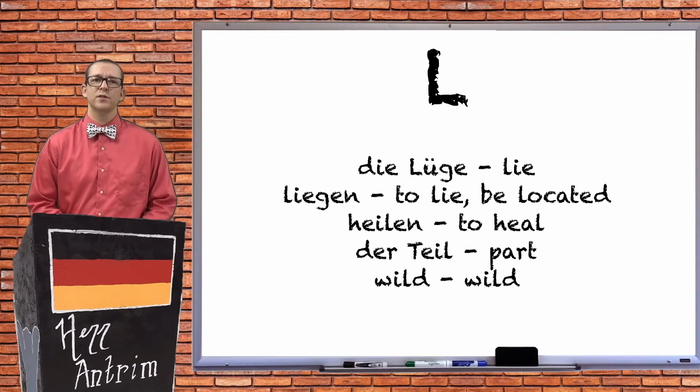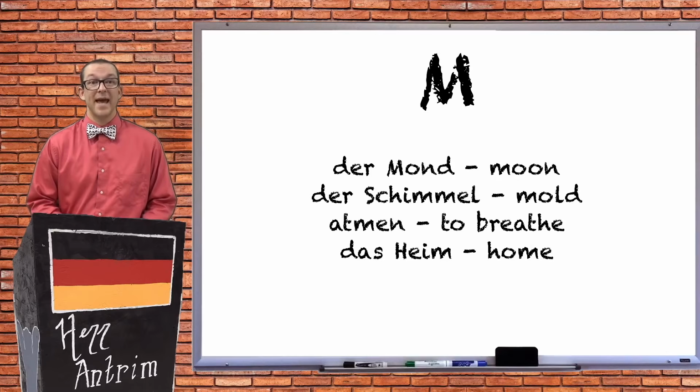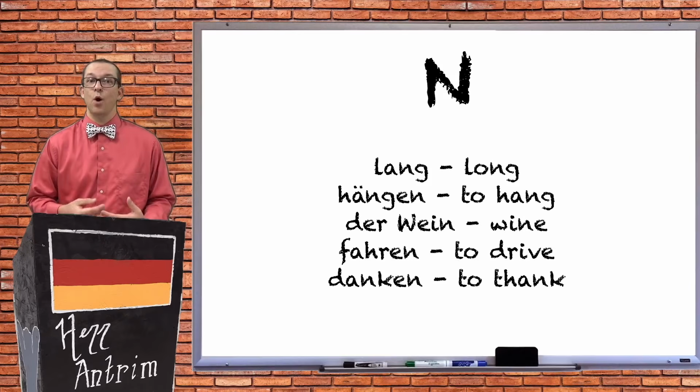L is pretty straightforward as well. It sounds just like it does in English. Lüge, liegen, heilen, Teil, wild. M sounds like M. Mond, Schimmel, atmen, heim. N always sounds the same as it does in English, and this includes when it's combined with the G.